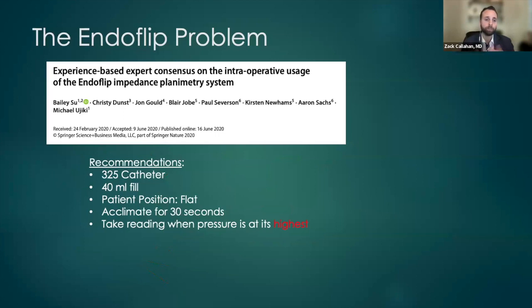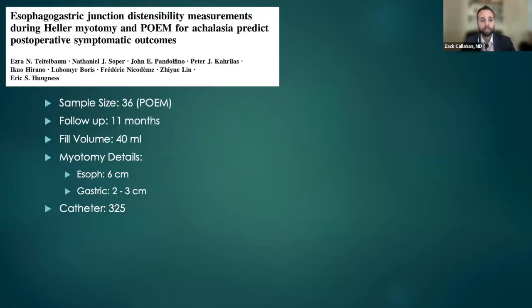Now, this is a consensus study. So these are expert people that do a lot of myotomies and have a lot of experience with planimetry. And they basically came together to form a consensus. They recommend a shorter catheter, 40 milliliter fill, acclimating for 30 seconds. And this is a huge step in the right direction. But it's unclear, is this going to be adopted? Has it been adopted? We just kind of have to wait and see on that. So with that grain of salt stuck in everybody's throat, let's look at the studies that try to use EndoFLIP to solve the Goldilocks problem.